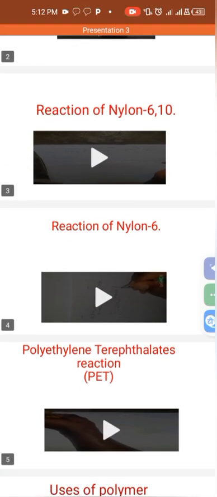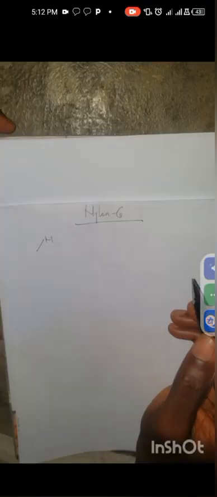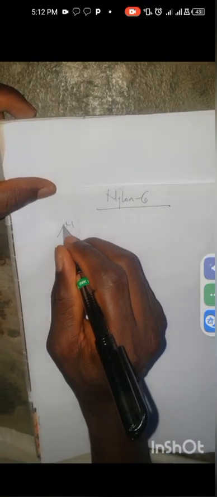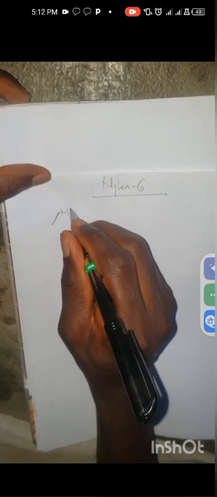Let's look at the next reaction. Nylon 6 reaction. Now, if you want to form the reaction of nylon 6, then just draw caprolactam. Just start from here, and then you put your NH.